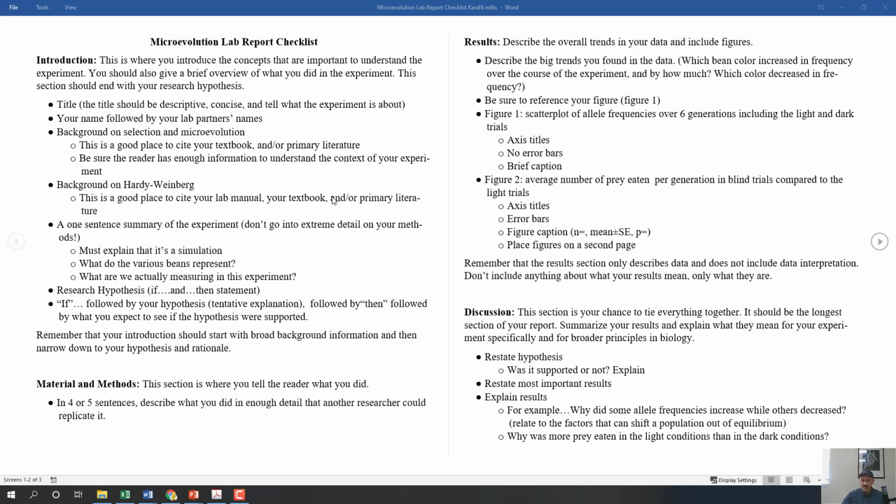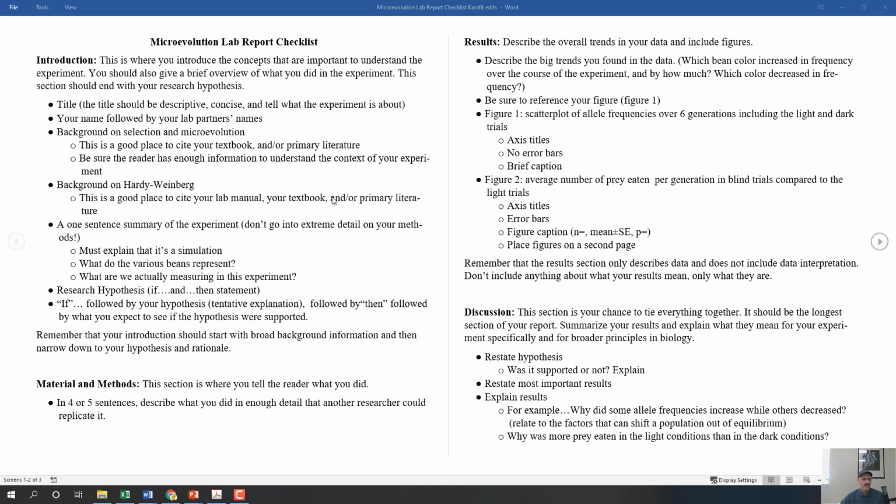And so you could technically have two separate hypotheses here, one for the population hunted by visual predators and one for the population hunted by blind predators, or you can make it into one longer hypothesis. But when you write an introduction, start broad, the big topic, and get narrow, get more specific to your experiment at the end of the introduction. So don't start talking about beans and rabbits and what you did in the lab. Start with the topic and then talk about your experiment at the very end of the introduction, followed by your hypothesis.